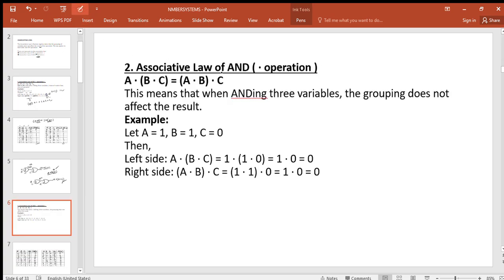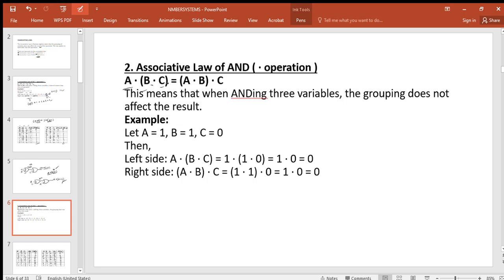Second one is the associative law of AND. The AND operation is nothing but the multiplication operation. We all know it is a product. So you can represent it with a dot symbol like that. So A dot (B dot C) is equal to (A dot B) dot C. It means here also you can do the AND operation. Here also you can consider three variables, A, B, C, and perform the AND operations between them.